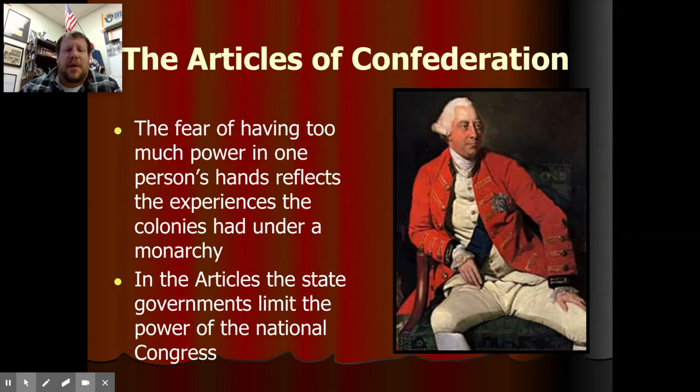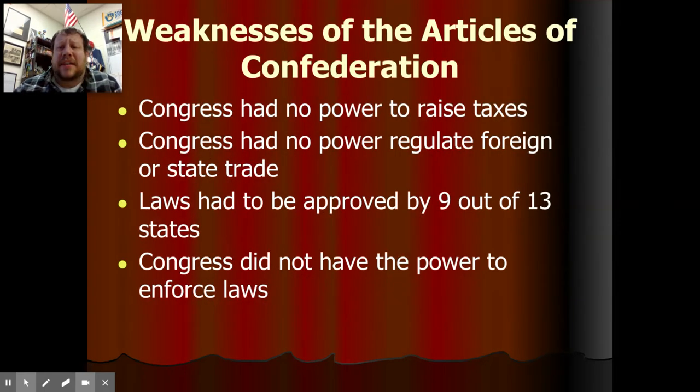So how do we make sure it doesn't happen? We basically take away all their power. And there were a lot of weaknesses the AOC had. Number one, they could not raise taxes, so they couldn't actually raise money to do anything. The only taxes they were allowed were taxes on trade, which were tariffs on imports, but they could not put taxes on people.